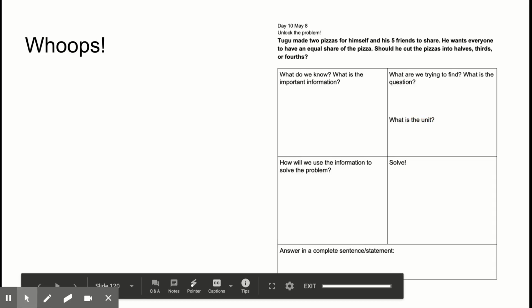First of all, Miss White made a mistake when putting together this packet. This application problem is the same application problem as day 9. So you already did it. You don't need to do it again. You can skip it. Sorry about that.